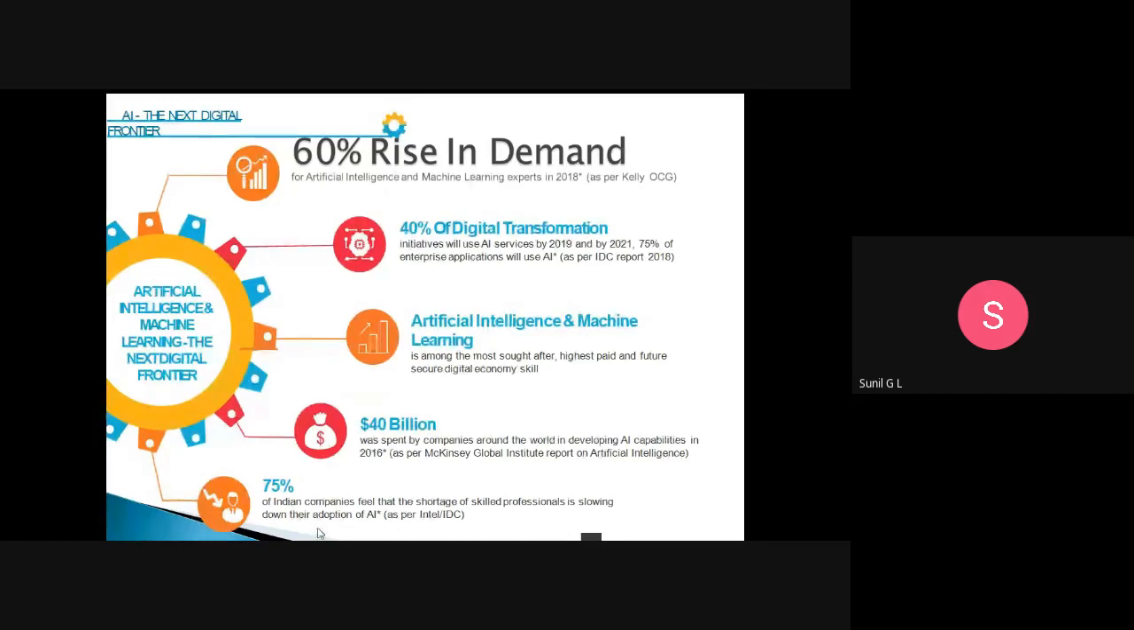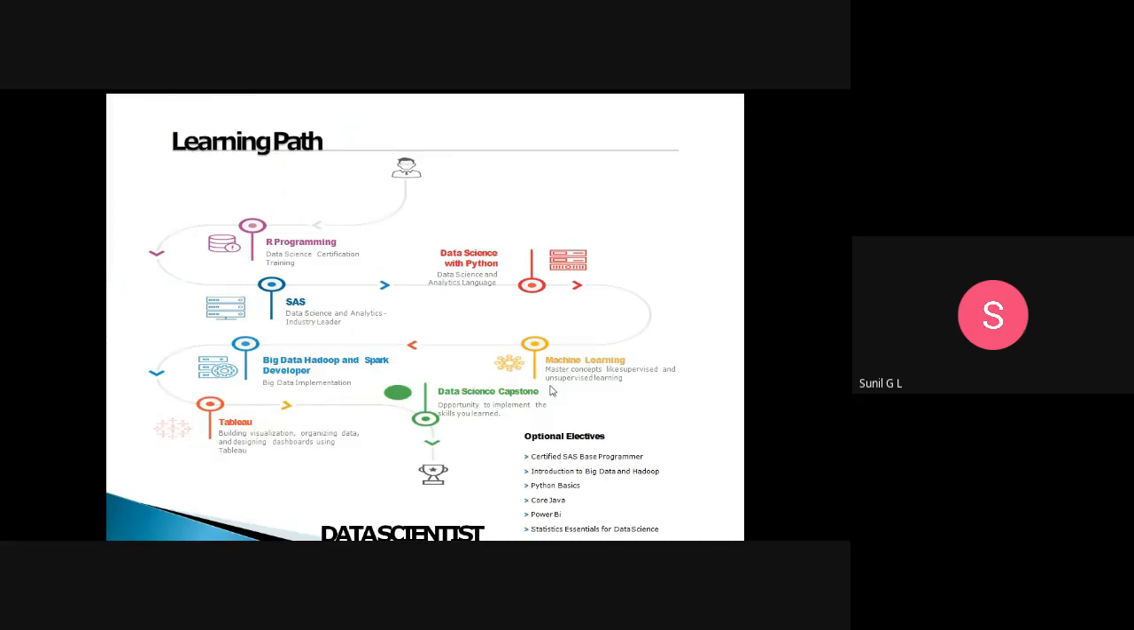But they need new artificial intelligence engineers and machine learning engineers. That's why machine learning is important. If you learn this subject in the 7th semester, you will have a great future. And next, this is an important learning path.